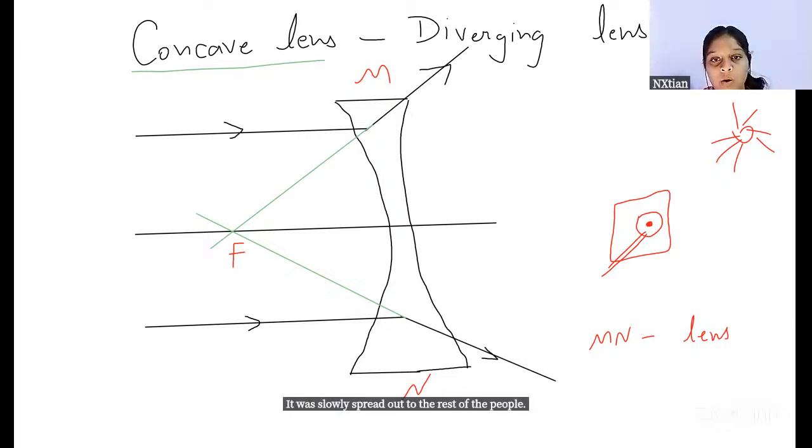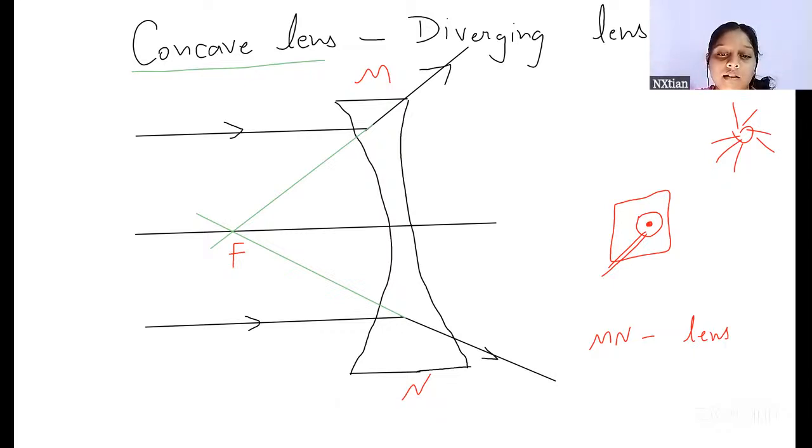Okay. Why do the light rays diverge? In a concave, what makes it diverge? With less concentration, it will burn the entire thing, right? Because it's less, it will burn slowly. Okay, slowly it will burn the entire thing.